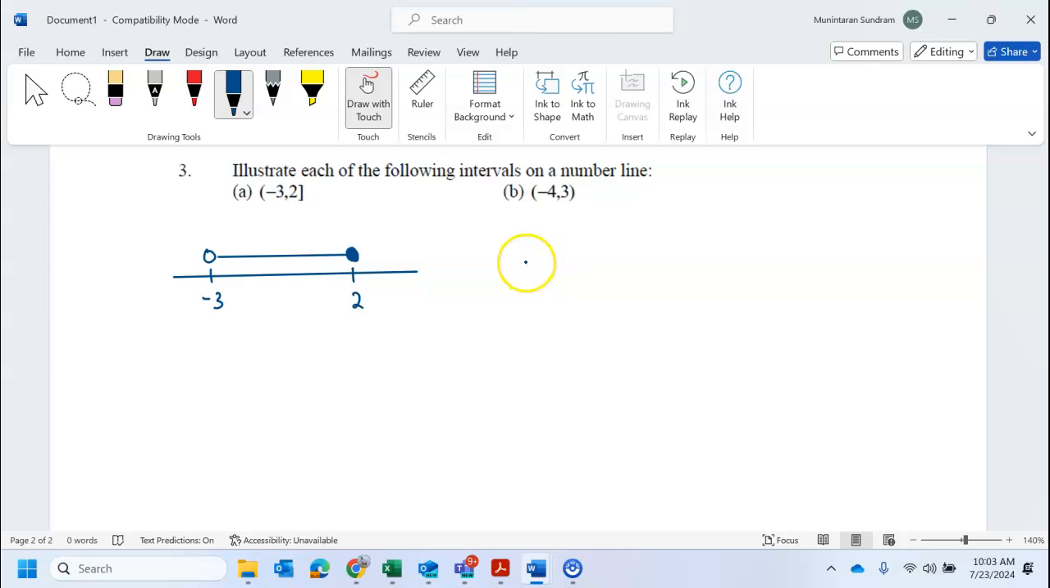For number B, negative 4 and 3. Negative 4 is not inclusive, empty bubble. 3 is also not inclusive, empty bubble. That's it. Okay.